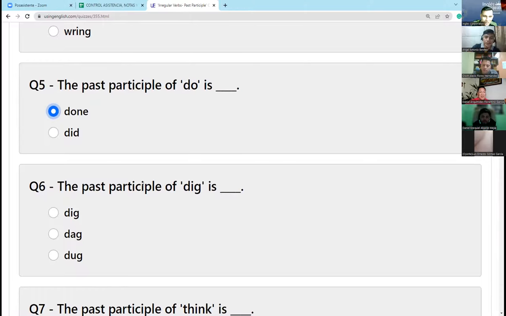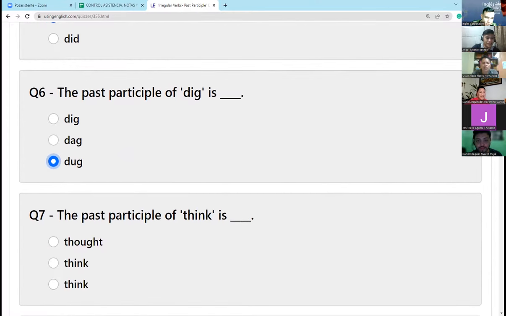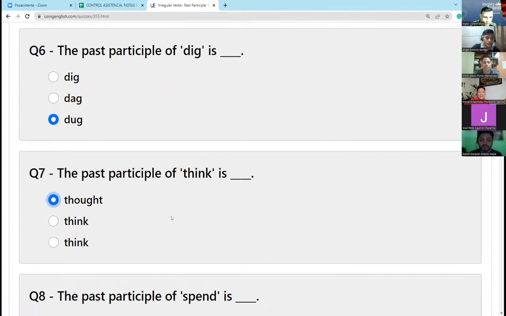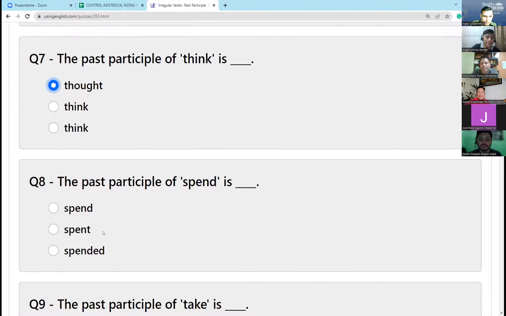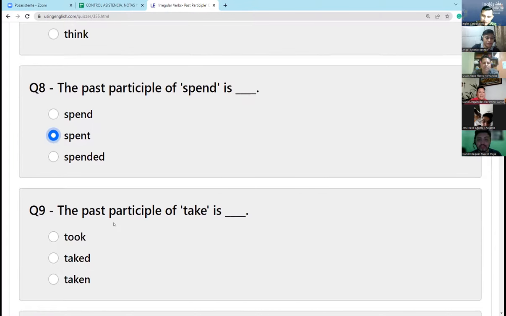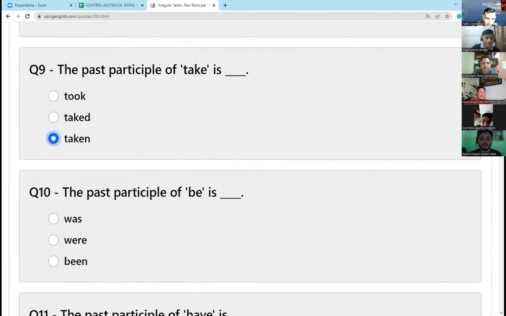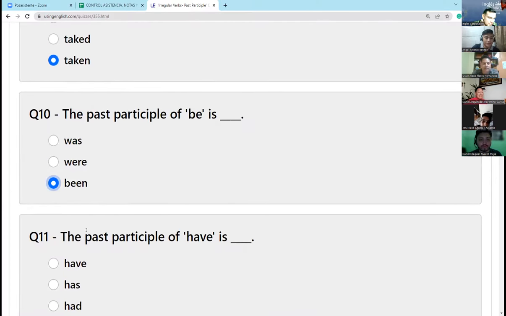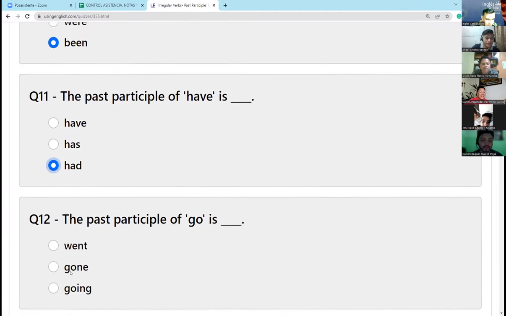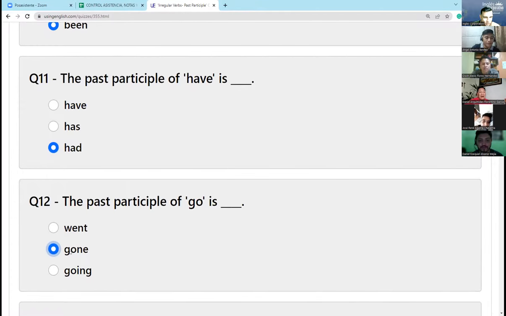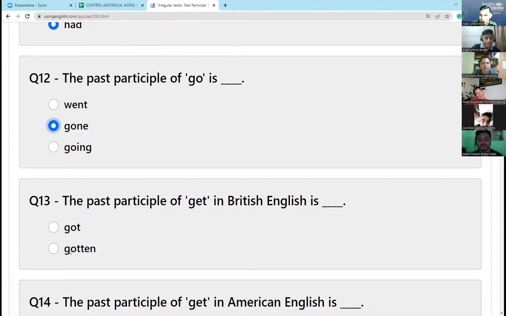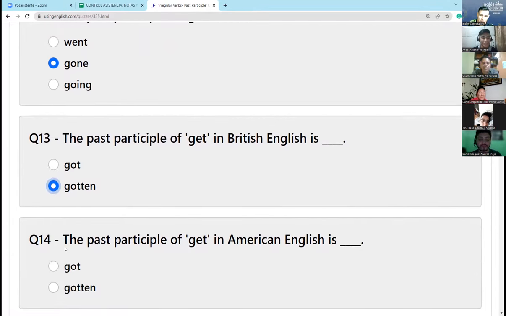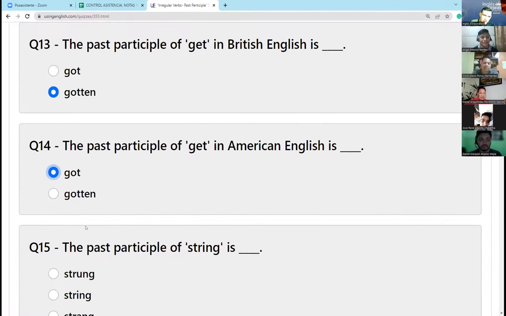Past participle of dig? I don't know what it means in Spanish. Maybe the second. Cavar. I think it's the third one. Okay. Past participle of think. Thought. The past participle of spend. Spent. The past participle of take. Taken. The past participle of the verb to be. Been. Participle of have. Had. Past participle of go. Gone. The past participle of get in British English is gotten. The past participle of get in American English is got.